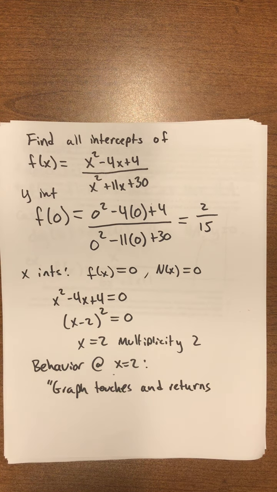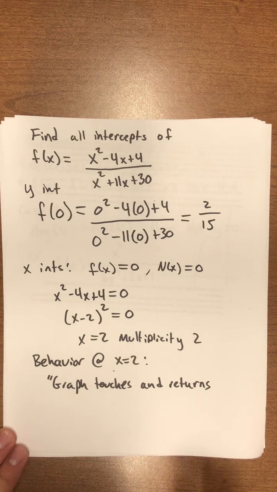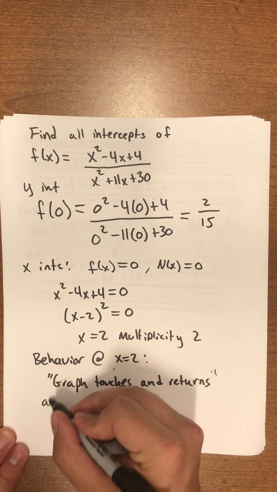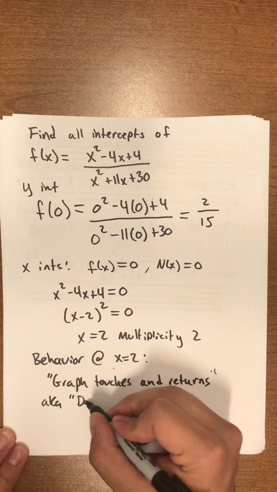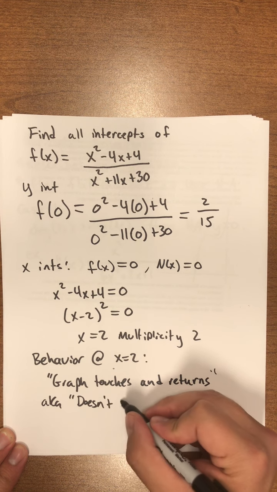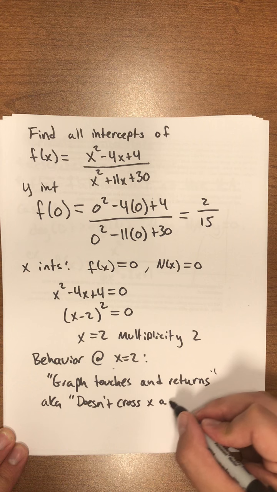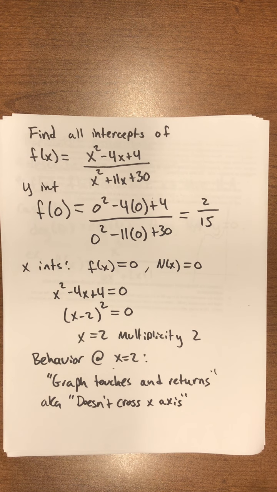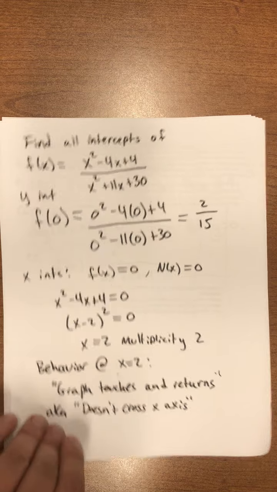And that's the same thing as when we're learning polynomials. If the multiplicity of an x-intercept is even, the graph is going to touch and return. You can think about the graph of x squared. If the multiplicity is odd, it is going to cross the x-axis. So I'm just making a note so that way we can be reminded about multiplicity of x-intercepts. So found some intercepts of a rational function there.